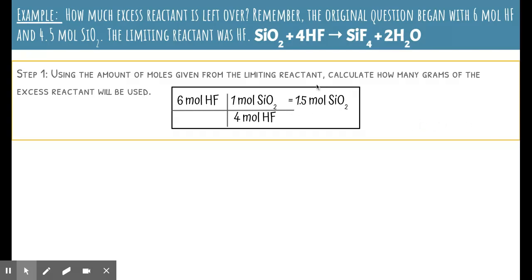Okay, so we already know here that we are going to start with the 6 moles of hydrogen fluoride, and we're going to have to convert that into the other reactant, okay?